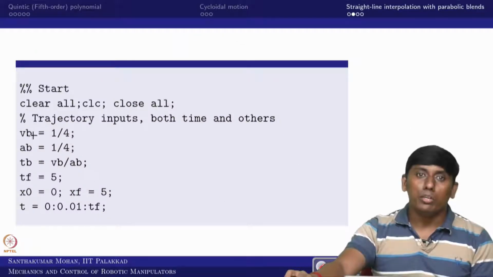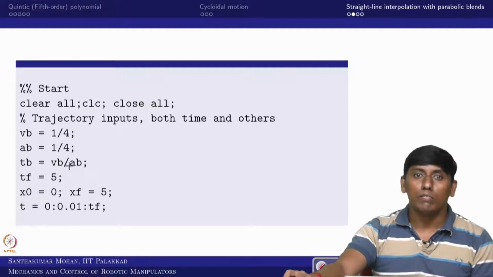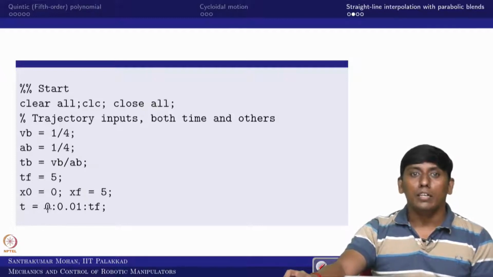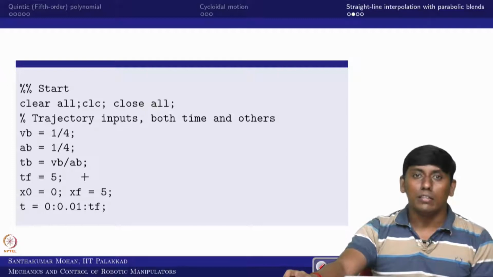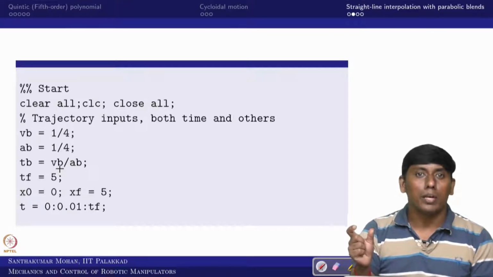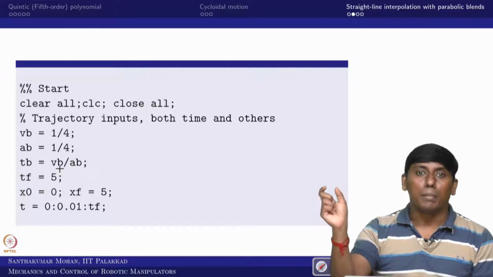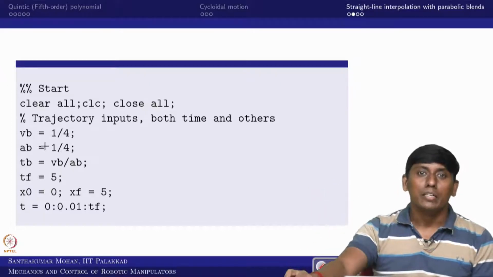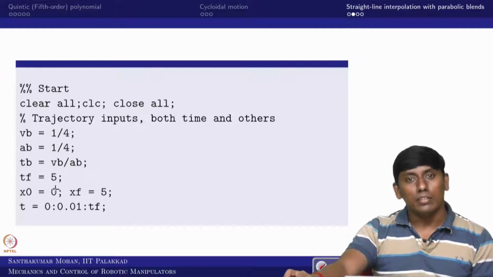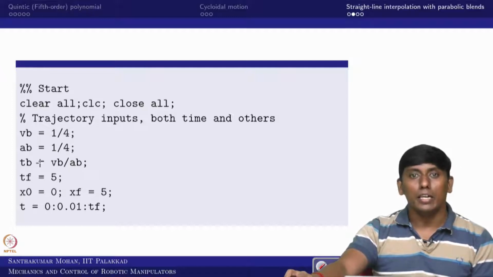Here we need to define VB and AB. Similarly, TB is defined based on VB divided by AB. Here you can again see 5 seconds. We are taking the first 1 second for parabolic, the next 3 seconds linear, then the final 1 second for parabolic. That way we make a blend. Because we take VB and AB as 1/4 each, the TB is 1 second, right?